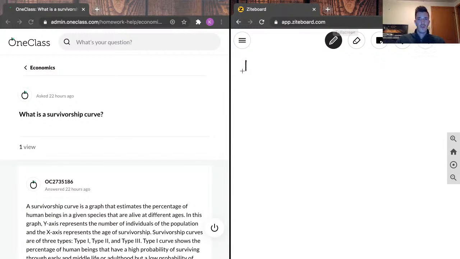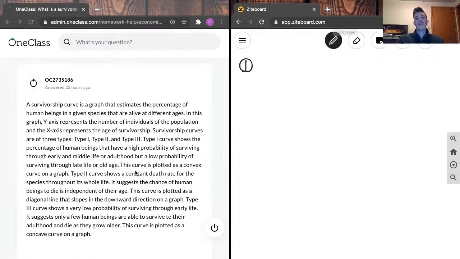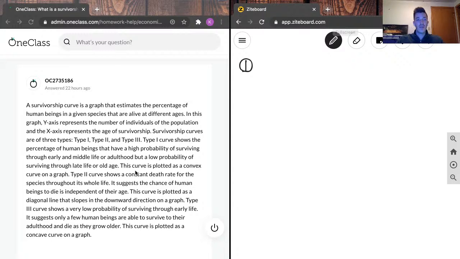So first question reads as follows: what is a survivorship curve? And what our junior tutor has written is that a survivorship curve is a graph that estimates the percentage of human beings in a given species that are alive at different ages. In this graph, the y-axis represents the number of individuals of the population, and the x-axis represents the age of survivorship. Survivorship curves are of three types: type 1, type 2, and type 3. Type 1 curve shows the percentage of human beings that have a high probability of surviving through early and middle life or adulthood, but a low probability of surviving through late life or old age. This curve is plotted as a convex curve on a graph.